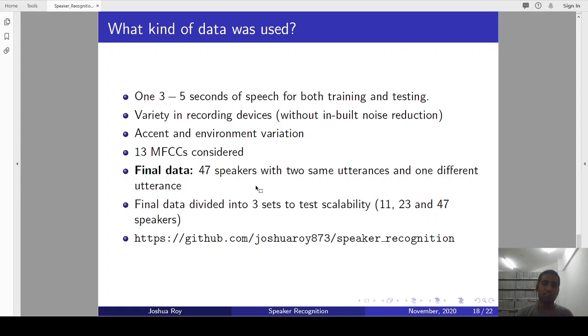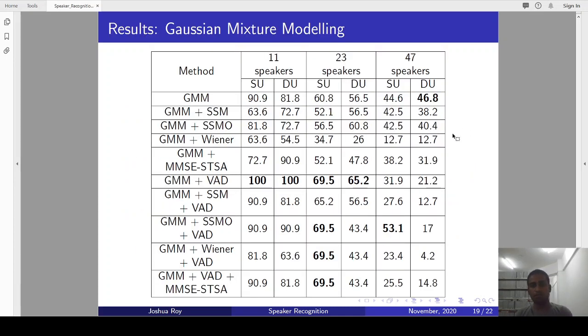Finally, we got 47 speakers, and for each of the 47 we had three speech signals, in which two uttered the same phrase, that is "library access", and one was the name or some random utterance. For the Gaussian mixture model, we divided the 47 speakers into three sets: 11, 23, and 47, to test scalability.